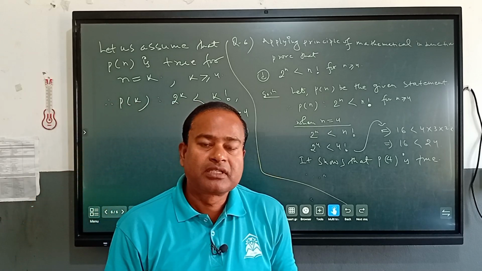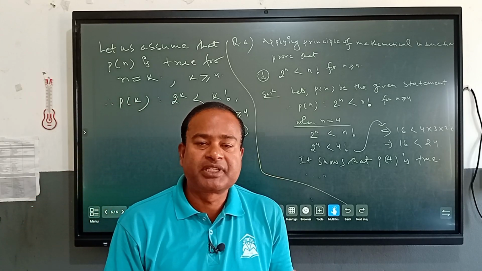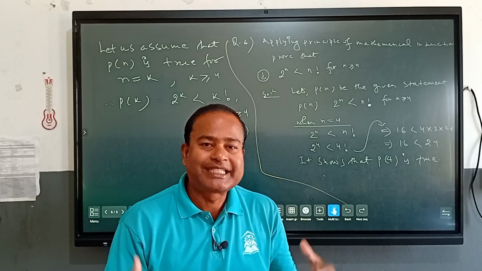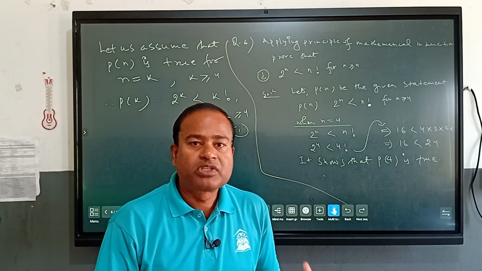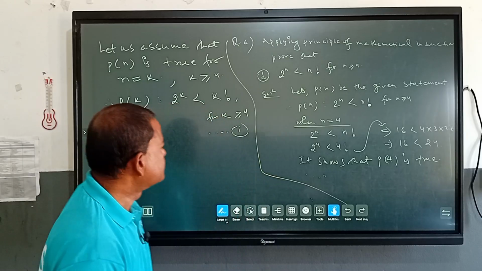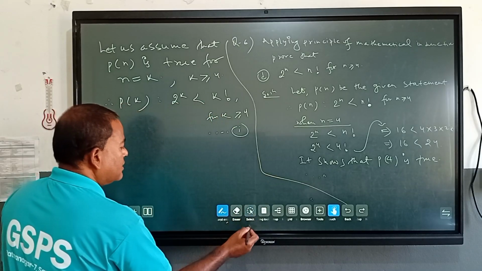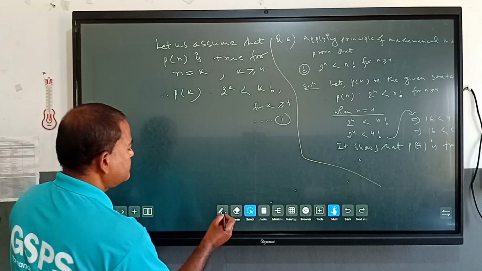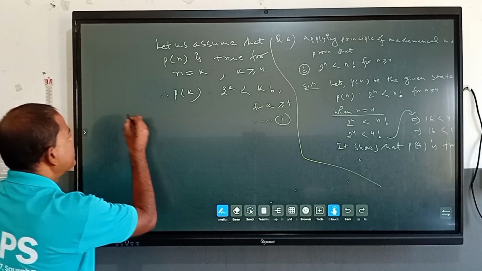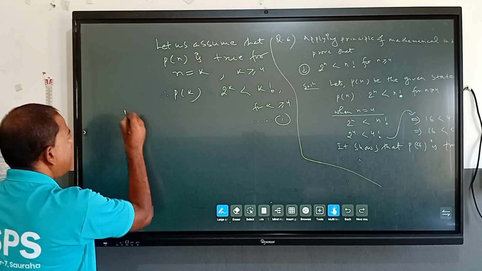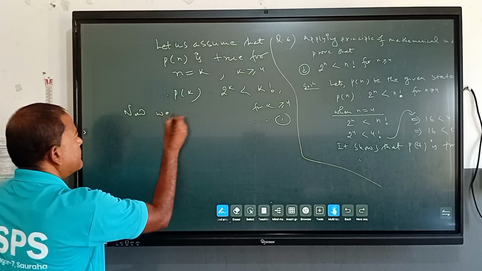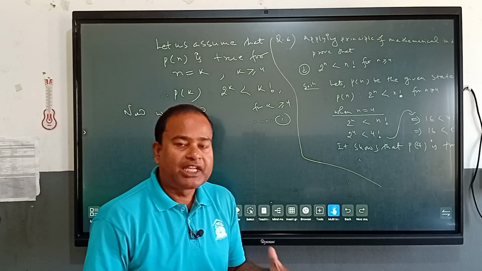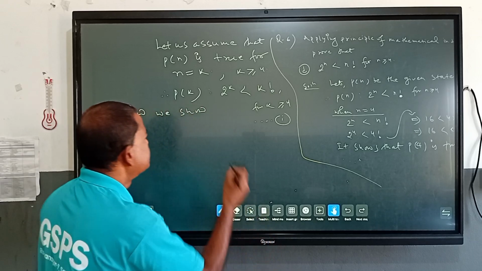So dear students, now by assuming that the given statement is true for n equals k, we are going to prove that it is true for n equals k plus 1 also. Now we have to show that Pn is true for n equals k plus 1.